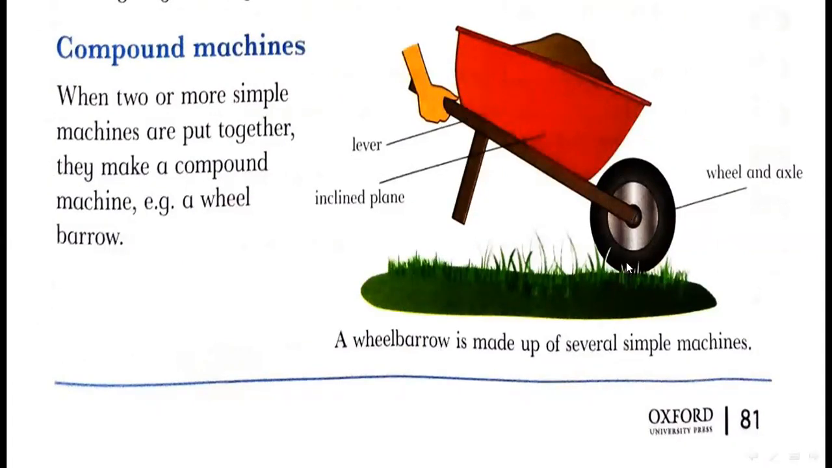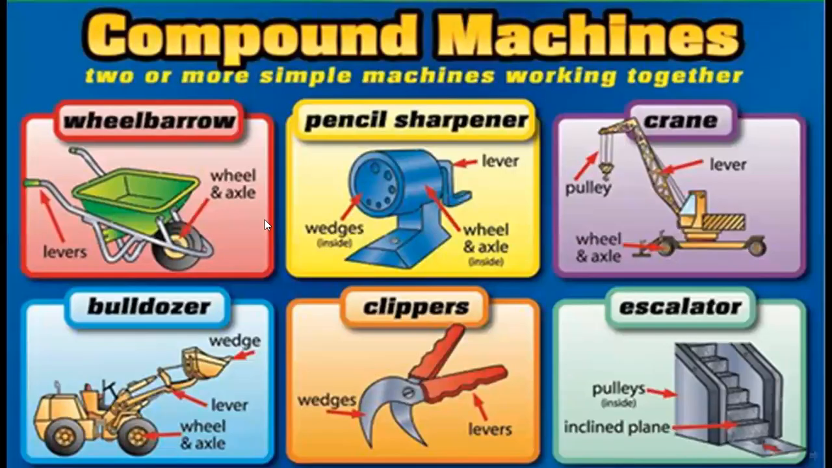So in compound machines, two or more simple machines are put together. They make a compound or complex machine. Here the wheelbarrow is made up of several simple machines. Here you see compound machines, two or more simple machines working together. See here in the wheelbarrow, wheel and axle, lever, and inclined plane are involved.